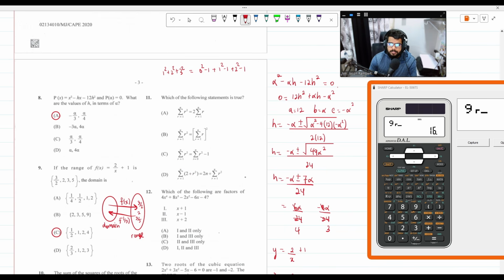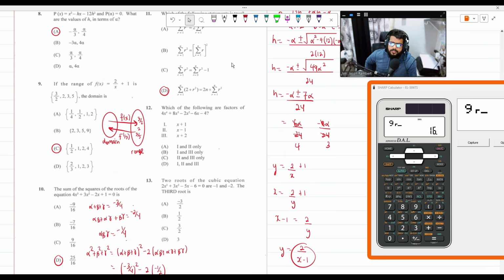And when we plus the summation, this remains as the summation of r squared, so D is my answer. Which of the following are factors of this? So all we have to do is plug in the values directly into the equation. So let me just plug in x is equal to 1. So for each one, x is minus 1, x is 1, x is minus 2.